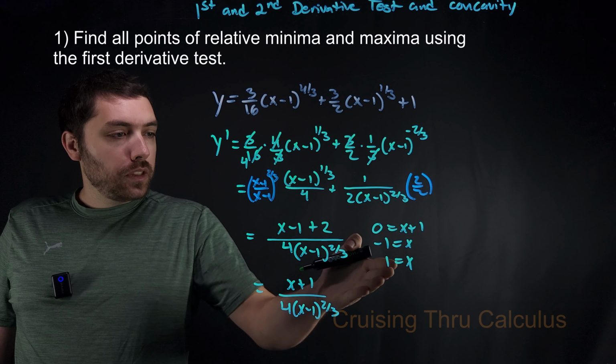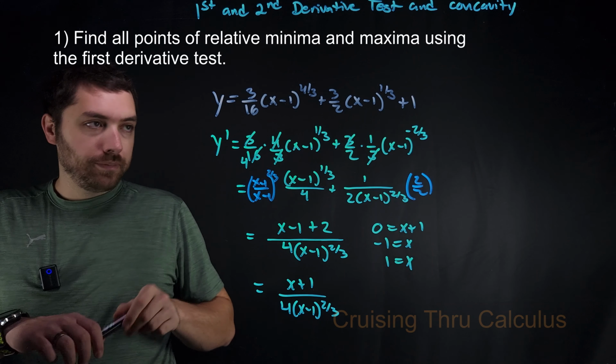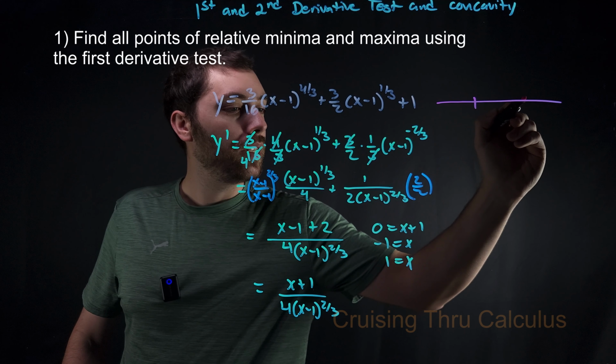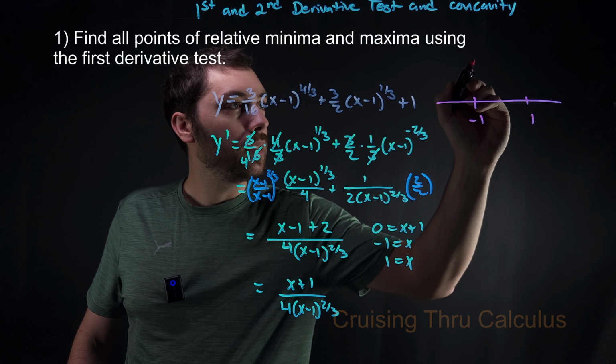So what we do with these is we go and we draw a number line, and we put the critical numbers on that number line. So -1 and 1.